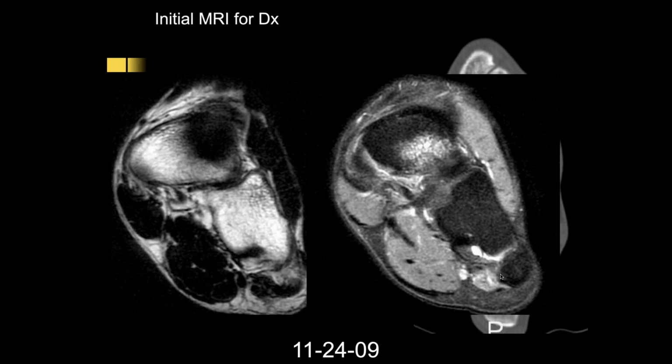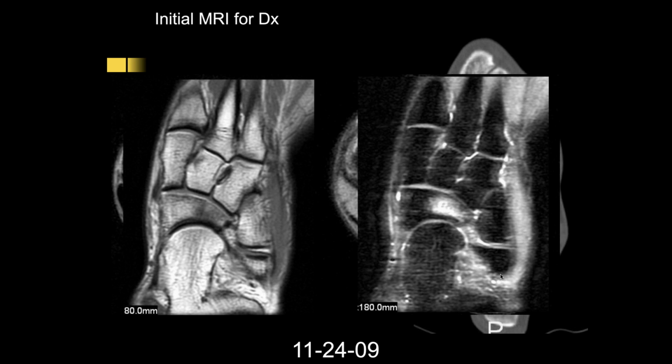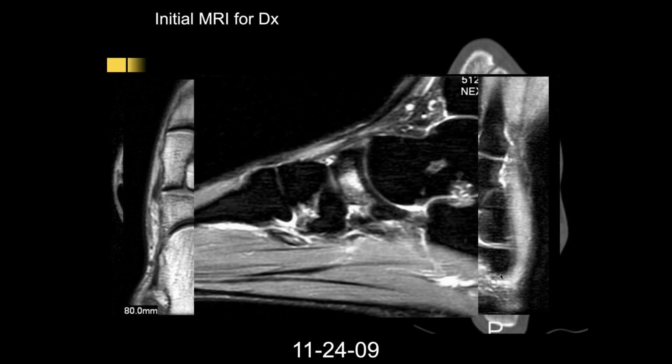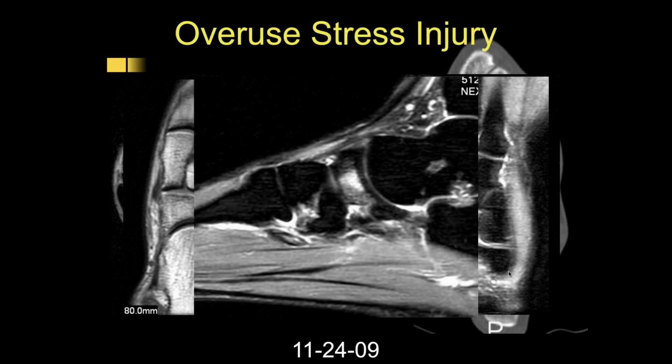Okay. Here's the MR scan. Here's in the coronal plane. Here's the axial plane. Yeah, this is much clearer here. We can see some trabecular injury. I would call this stress injury or overuse injury for this runner. Yeah, so it's overuse stress injury.